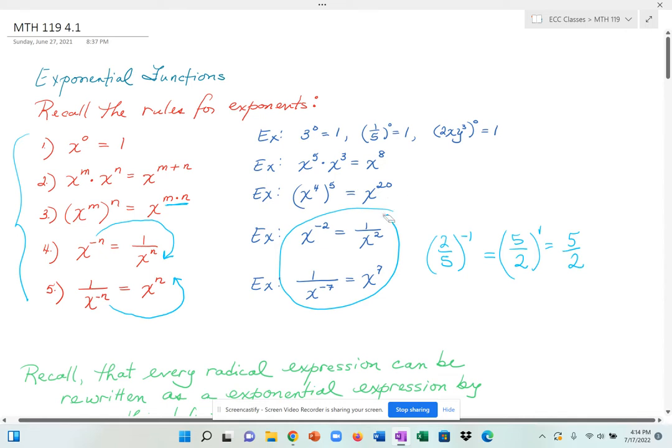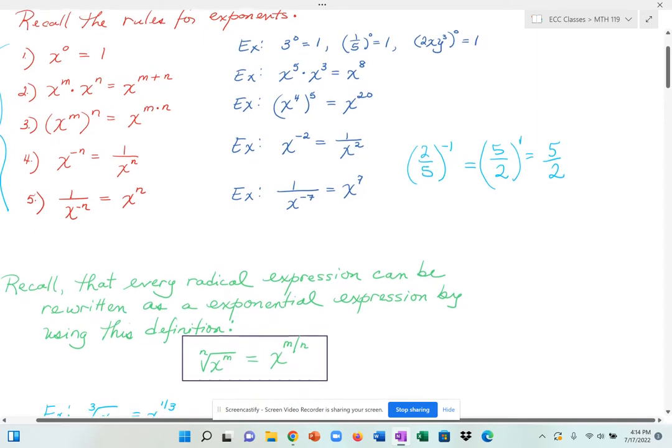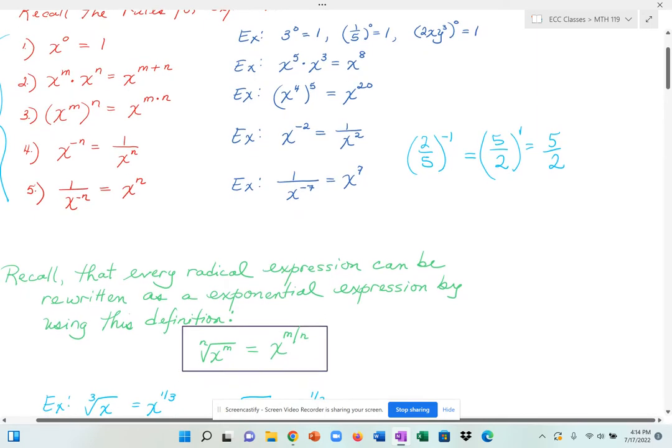Okay, in addition to the rules for exponents, we do need to also remember how to rewrite a radical as an exponential expression, and vice versa. So every radical can be rewritten as an exponential expression by using this definition. So if you have the nth root of x to the mth power, that is the same as x to the m over n, where the n is the denominator in your fraction, but that is the root.